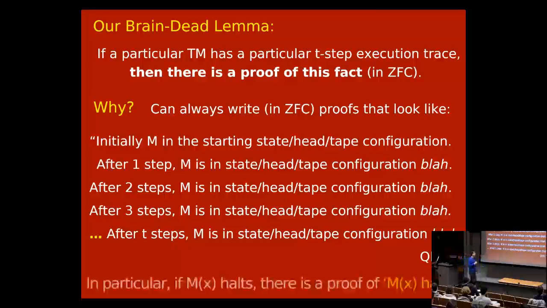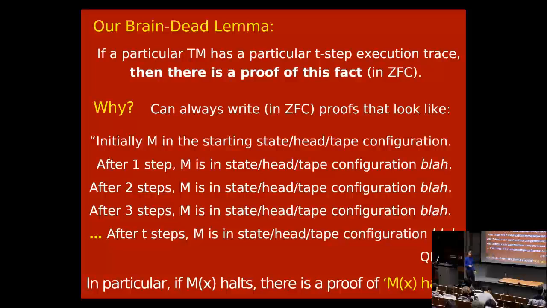Okay, so I know this is a bit of a weird concept, but this is what we want to show, or this is what I claim is true. And in particular, as a little corollary of it, you see that if you have a particular Turing machine M and a particular string x, and it's true that M of x halts, there will always be a proof of the statement M of x halts.